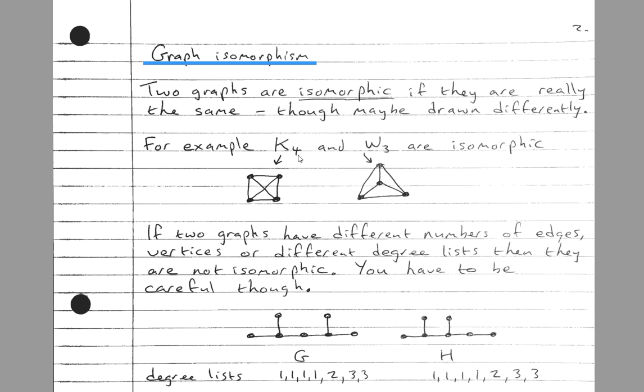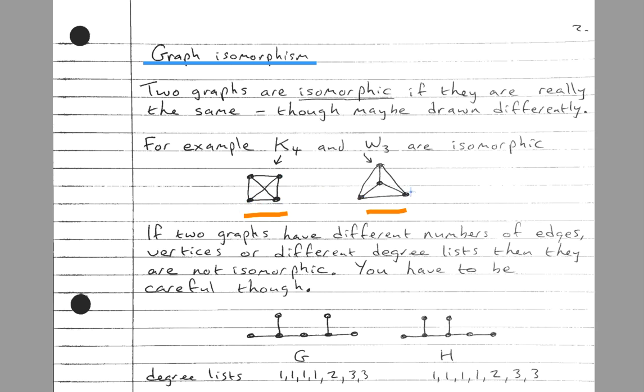For example, K sub 4, the complete graph on 4 vertices, looks like this. W sub 3, the wheel graph, basically it's C3 with an extra vertex in the middle, looks like this. And these are really isomorphic. Can you see the isomorphism? Can you see why they're really the same?